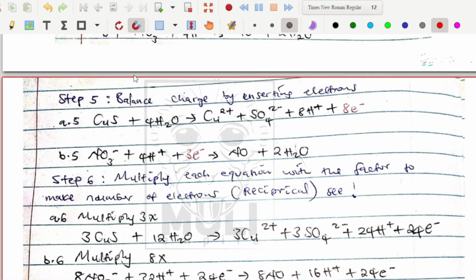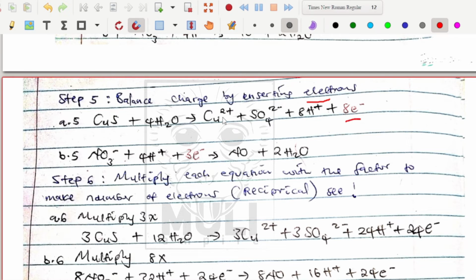Upon doing so, the other step is that you need to balance the charges by inserting what? The electrons. Mainly you focus on where the elements are charged, and that's where you add your electrons. As you can see, this side is not charged, but this side is charged, meaning that you need to add electrons on the side where they are charged.